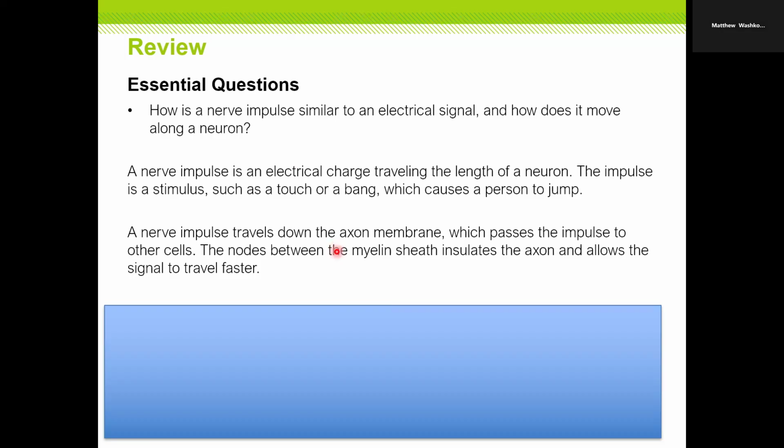A nerve impulse travels down the axon membrane. Remember that axon, the little highway we showed you there, which passes that impulse to the other cells. The nodes between them, this sheath is insulated by the myelin sheath and lets that signal travel faster. It's kind of like a Japanese hyper train, if that makes sense. It exists in its own little environment, which lets it go quicker.